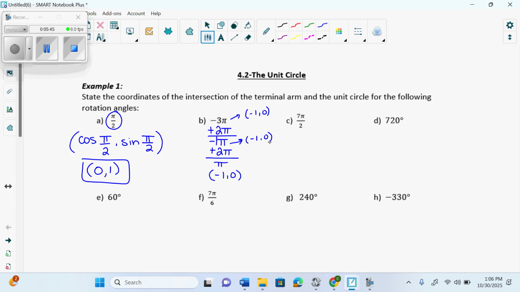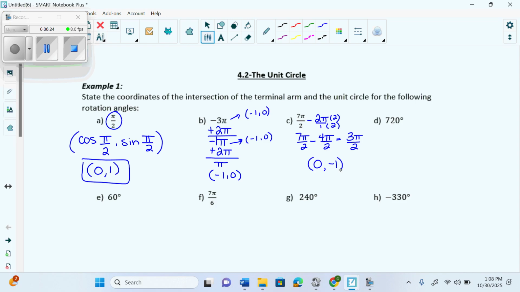7 pi over 2 is too big, so I'm going to have to subtract 2 pi's. 7 divided by 2 minus 2, and you'll get 3 pi over 2. Or you can make a common denominator. You can go 7 pi over 2, and then this would be times 2 and 2. So it would be minus 4 pi over 2, which is 3 pi over 2, which is on your unit circle. What is that? 270. 0 and negative 1.